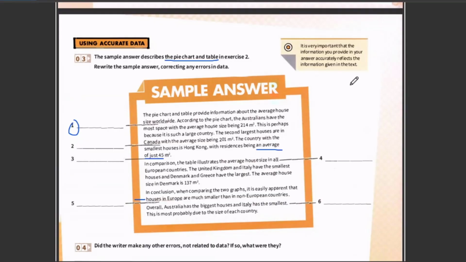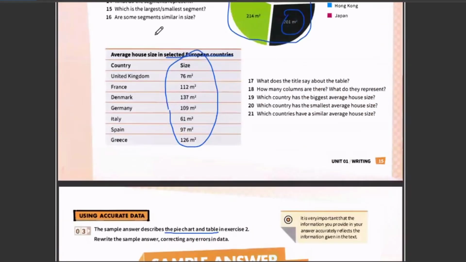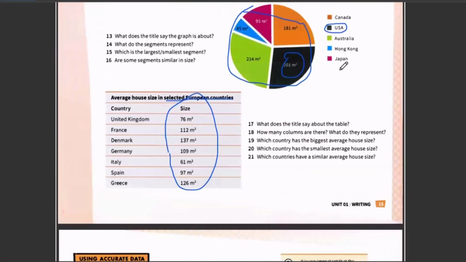Understood. Okay, last one. Overall, Australia has the biggest houses and Italy has the smallest. So overall, Australia has the biggest houses and Hong Kong has the smallest. Excellent, very good, correct. So yes, that will be Hong Kong and not Italy because according to the data, Hong Kong is the one that has the smallest house, that is 45 meters square only.